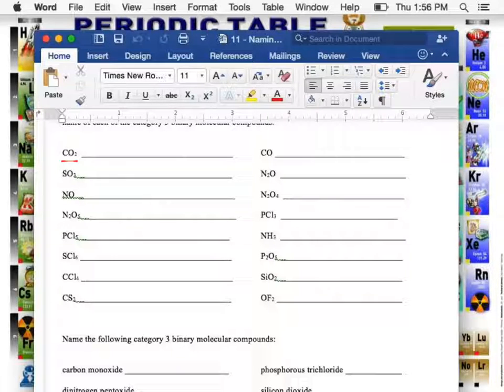CO2. What is C? What is O? O is oxygen, but it's showing up at the end. We have to make sure that we know it's part of a compound, so it becomes oxide. It says there's 2 oxygens, so that's it. Isn't that sweet? You just write down what the elements are. And then you say how many there are. So let's see if I can find a harder one there.